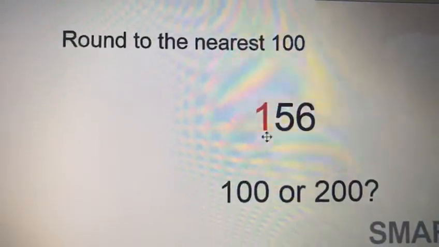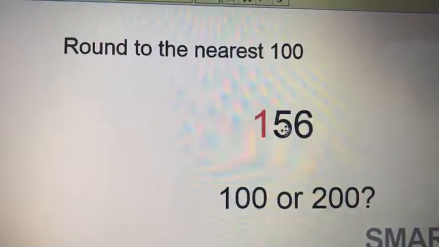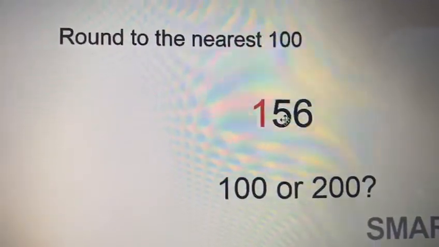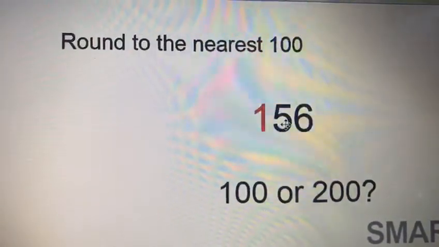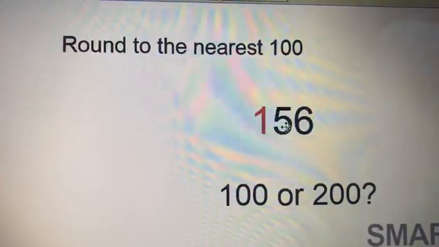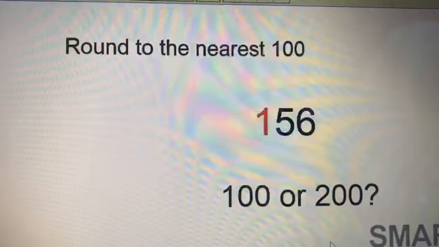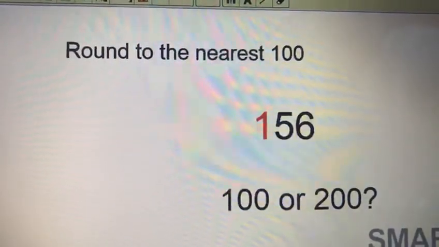So let's look at the digit next door. It's 5 over here. So as we recall from the rhyme, if it's 5 or more, we will round up. So the next hundreds would be 200. So 156 rounded to the nearest 100 is 200. Well done, everyone.